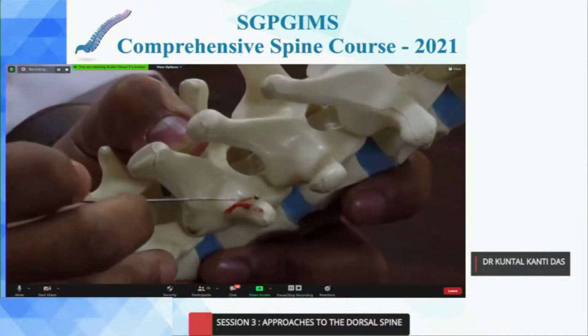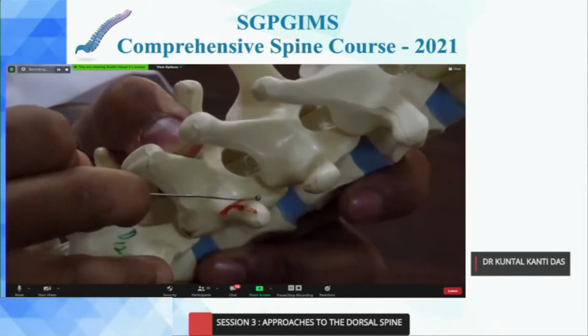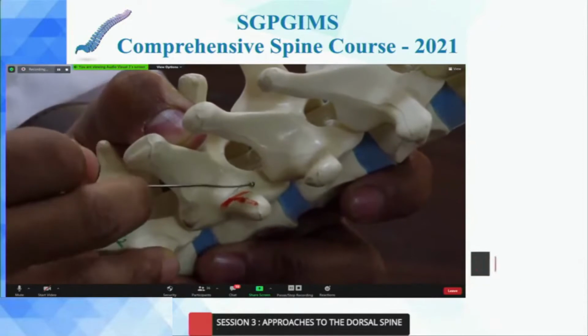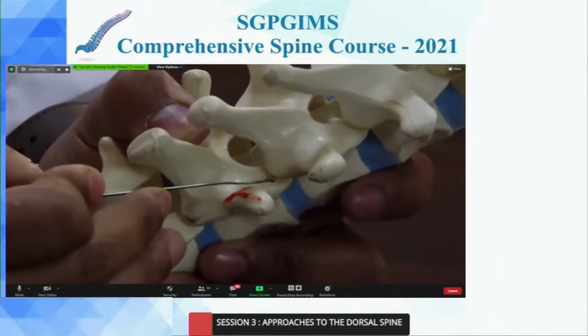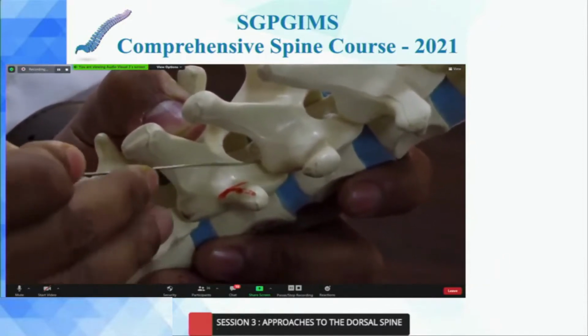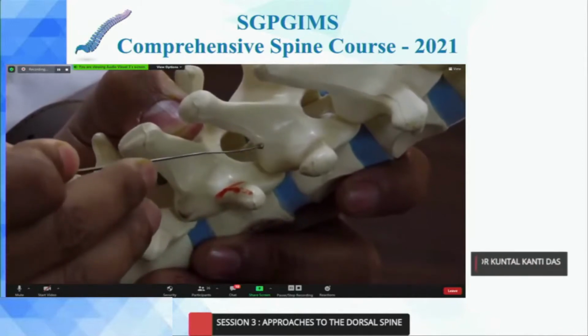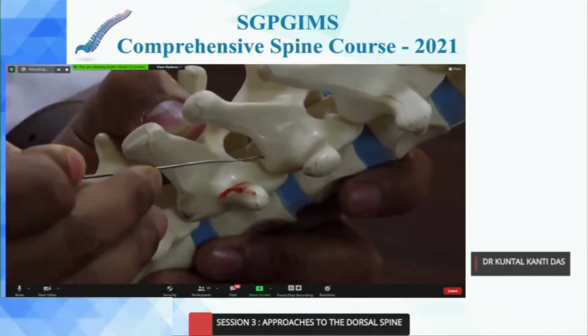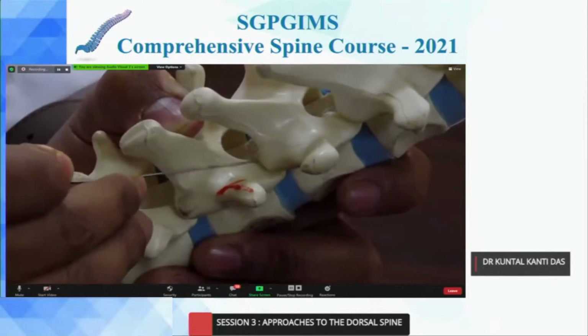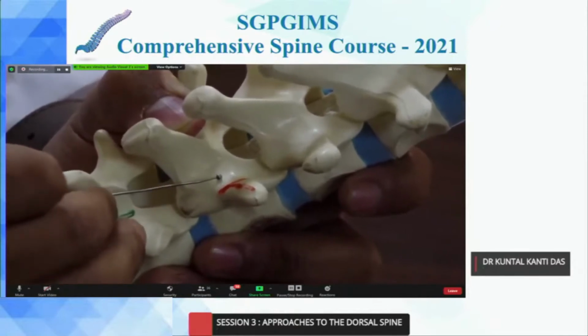Similarly, if you start tracing from the transverse process and if you trace it retrogradely, you will reach the facet joint. And once you reach the facet joint, you need to understand that the joint is coronally oriented. So first you will find the inferior articular process of the upper vertebra, and below that will be the superior articular facet of the vertebra that you are searching for.